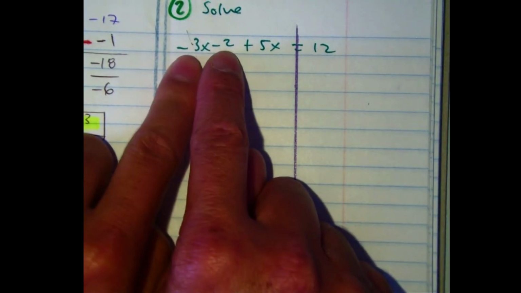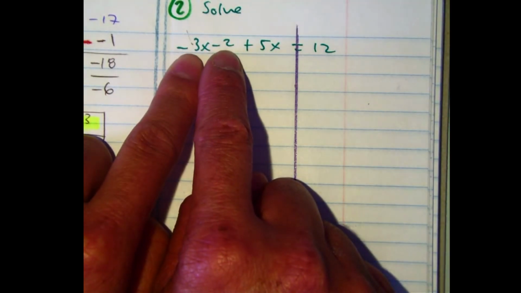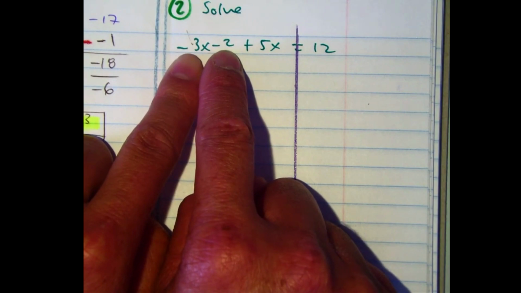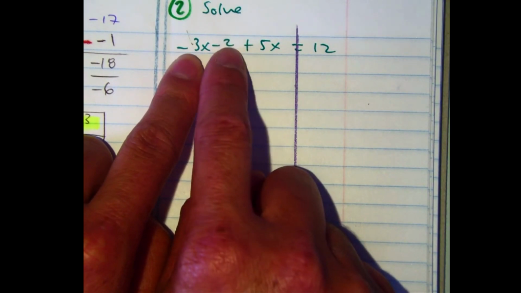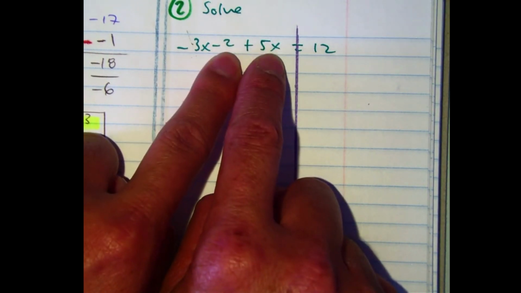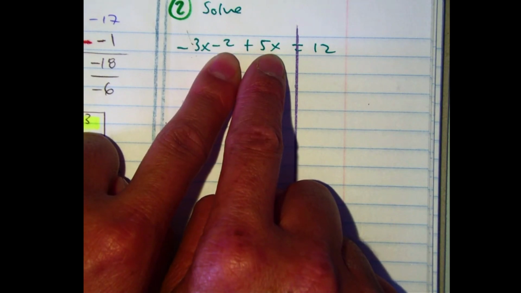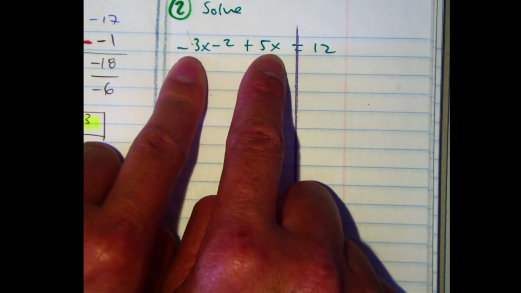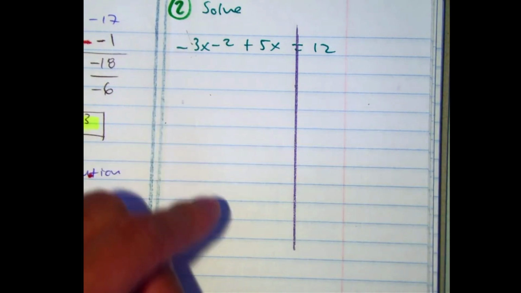Class, yes or no? Are these like terms? No. Why are they not like terms? It doesn't have an x except for the 2. Oh, this one doesn't have an x. Are these like terms? No. They're not. No, the 2 doesn't have an x. Are these like terms? Yeah. I thought it was 3.